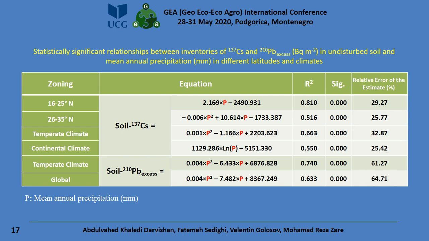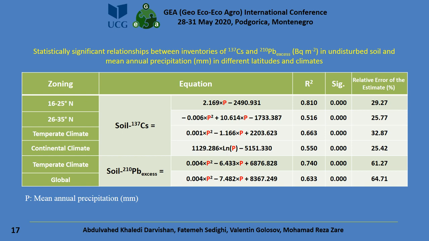And also for two temperate and continental climates, two non-linear equations you can see here for temperate climate and continental climates in the third and fourth rows. And for lead-210, it was only possible to have a statistically acceptable equation for temperate climate. Here you can see the non-linear equation, and also considering all the points together globally, it is possible to use the last equation in this table to estimate the inventory of lead-210 in reference site.